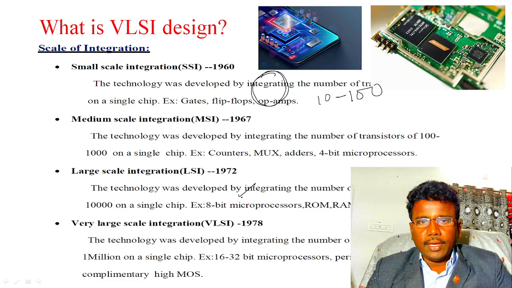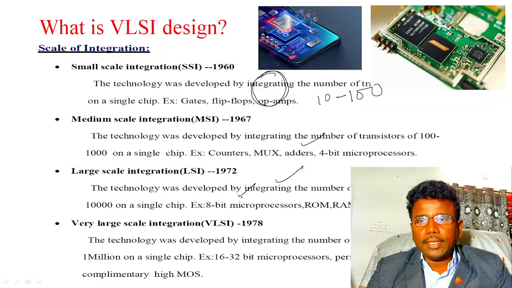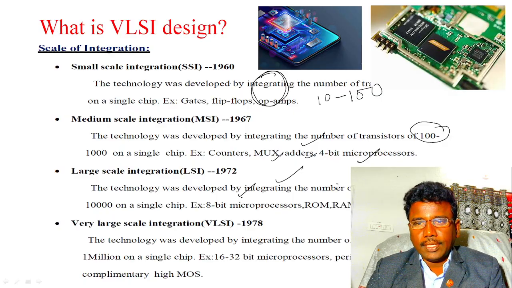If you integrate 100 to 1000 transistors on a chip, then it is MSI technology, medium scale integrated circuit technology. The best examples are MUX, adders, 4-bit microprocessors. LSI technology means 1000 to 10,000 transistors are integrated on a single chip, so it is called large scale integrated circuit technology. Best examples are RAM design and ROM design or memory card designs, microcontrollers or microprocessors.